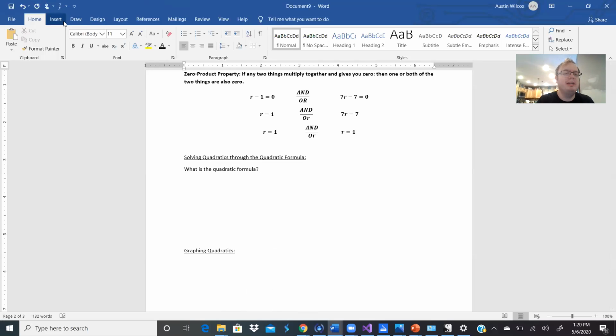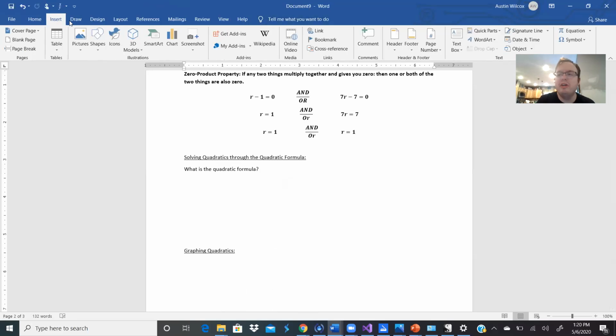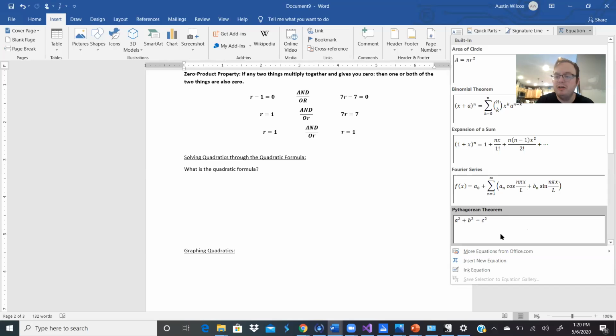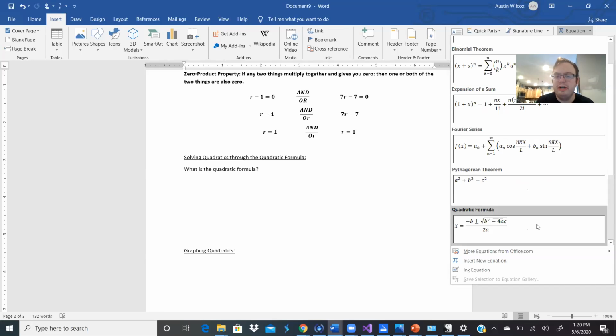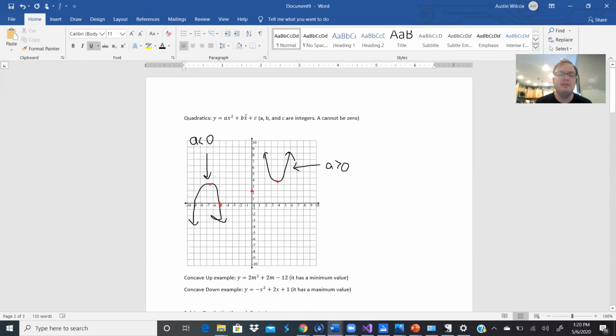Well, the quadratic formula is this, and let me just add the equation. Luckily for me, they already have it set up. So if I scroll down, this is the quadratic formula. x is equal to negative b plus or minus the square root of b squared minus 4ac, all over 2a. And where this a, b, and c come from is our equation, the same a, b, and c from the standard form.